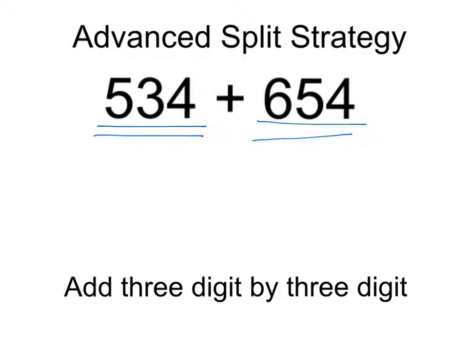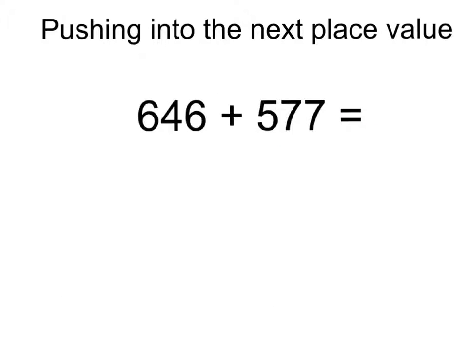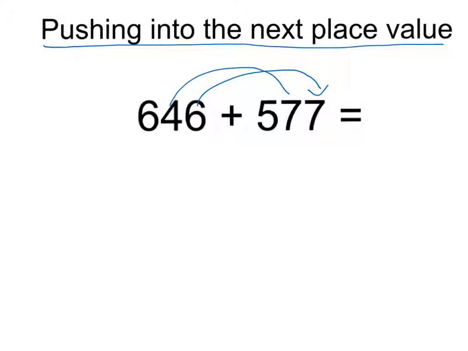Let's take a look at the slide. One of the hardest things about three-digit advanced split strategy, I should say, is when you get pushed into the next place value. For example, when the 6 gets added to the 7, you get pushed into the next place value. You have to remember to keep track of that digit. Same goes when the 40 gets added to the 70, and even when the 600 gets added to the 500. So let's take a look at this now and just see what will happen.